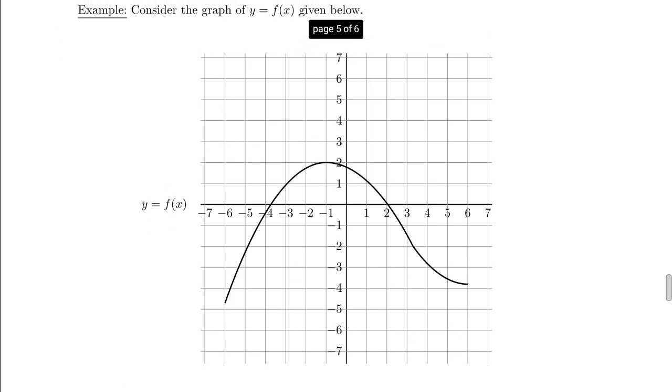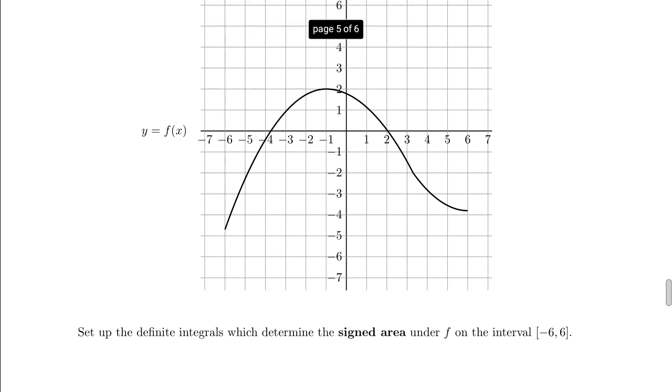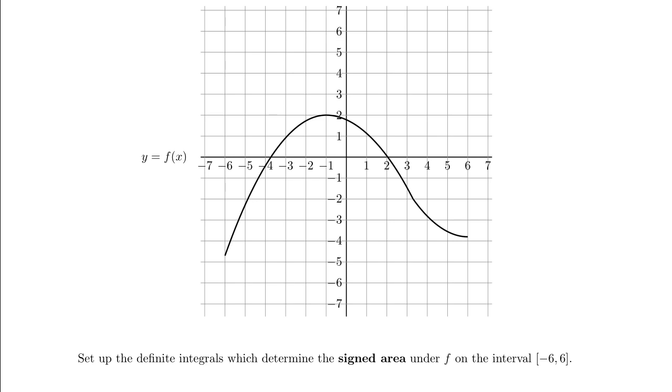So let's consider the graph of f of x that's given below. And the question here is saying set up the definite integrals which determine the signed area under the function between -6 to 6. So let's start off by shading in that area. So maybe I'll use just a different colored pen. So I want the area between -6 and +6. So this area here, and here, and here. So this is the area that I want.